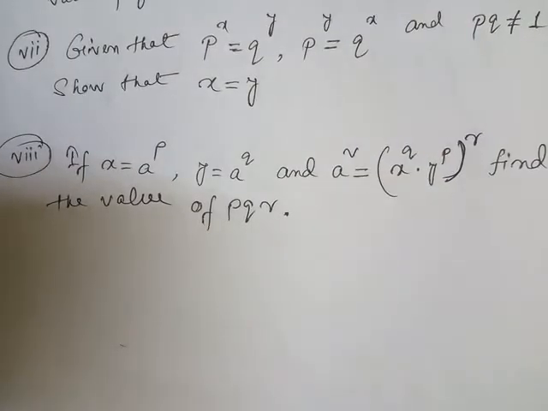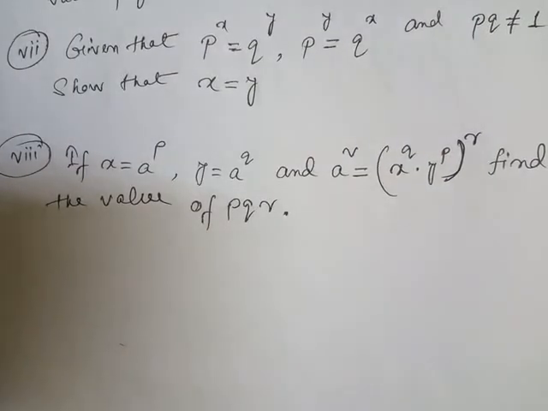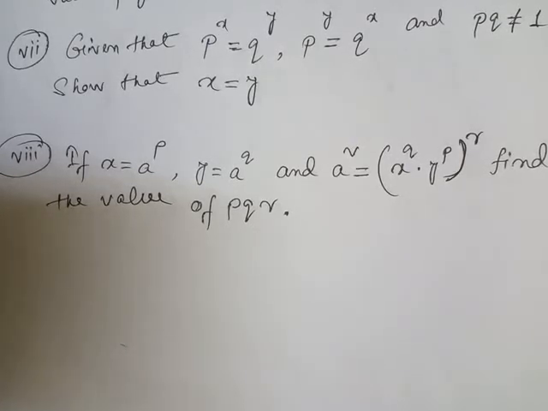Student, we are going to solve the last sum of question number 9, Roman 8. If x equal to a to the power p, y equal to a to the power q, and a square equal to x to the power q into y to the power p whole to the power r, then find the value of pqr. Let's have a look how to solve this one. This is a very different and interesting question.